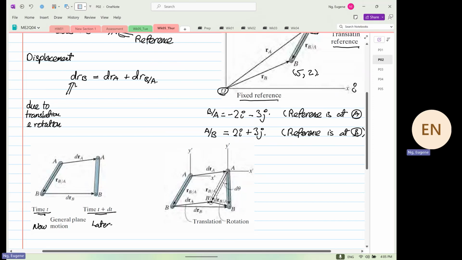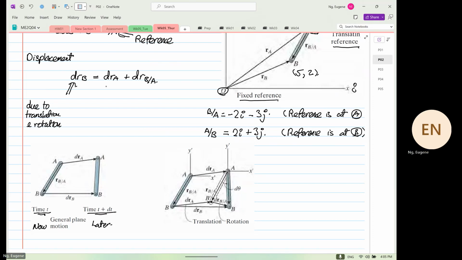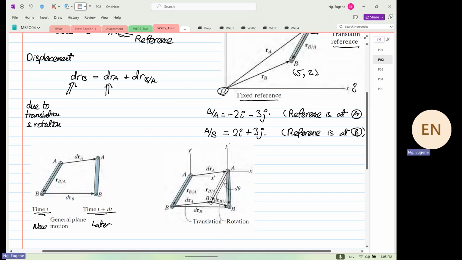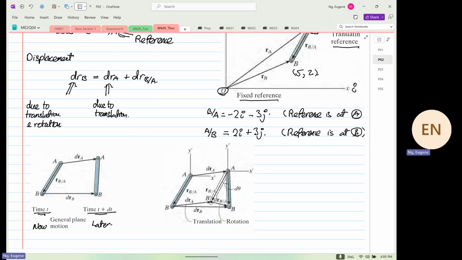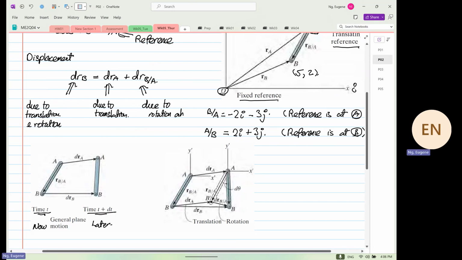Okay. So when you see your first dRA over here, this is due to translation. And the second term over here, right, this is due to rotation about point A.